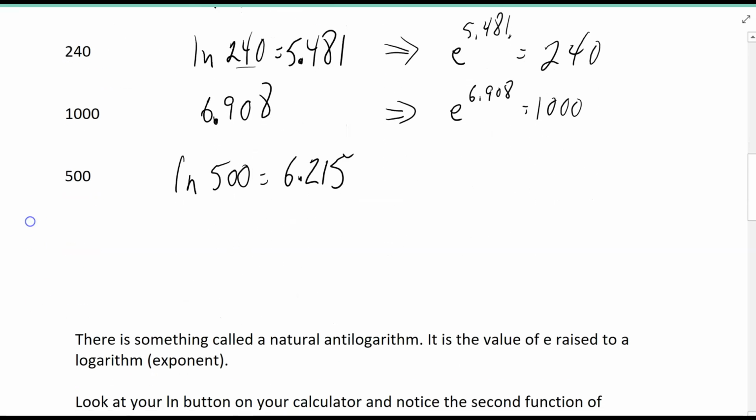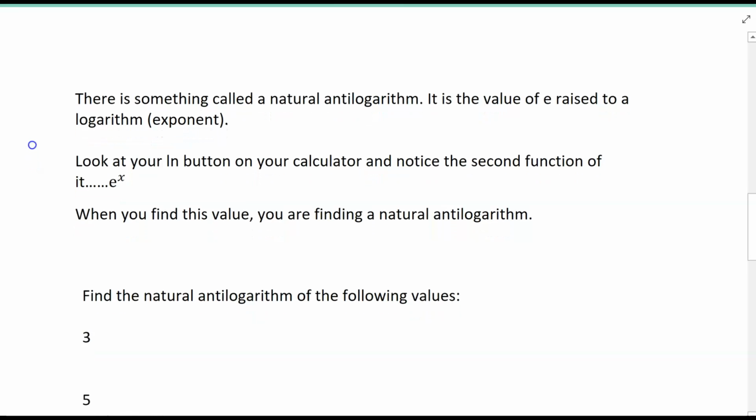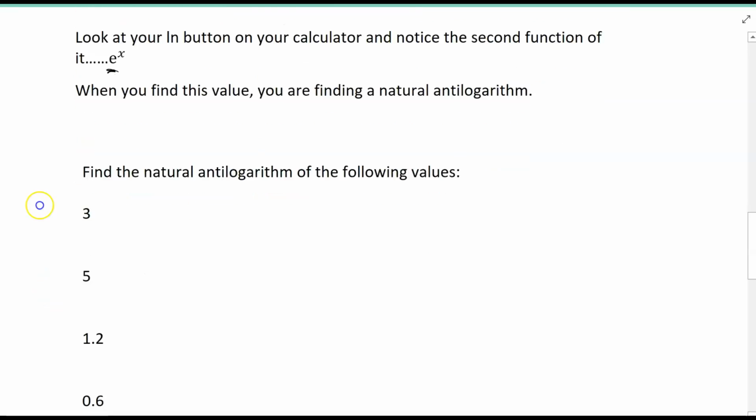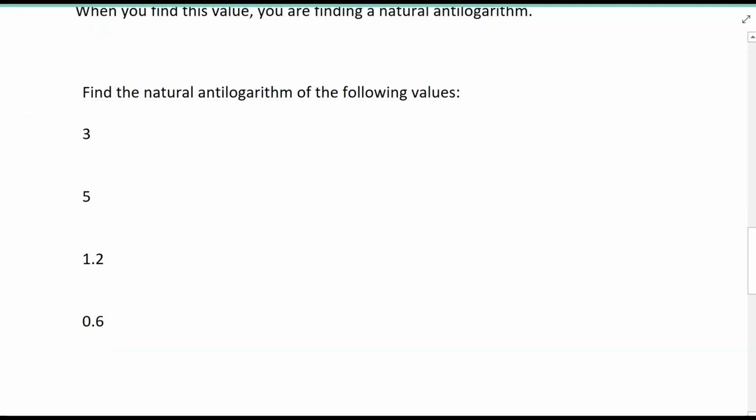Just like with common logarithms, there are also anti-logarithms. If the base is e, it is called a natural anti-logarithm. And it is the value of e raised to a logarithm. So look above your ln button on your calculator, and you will see that it has e to the x. That's a reminder that ln is base e because it's associated right there with the same value. So find the natural anti-logarithm of each of these values. Pause the video and give it a try.